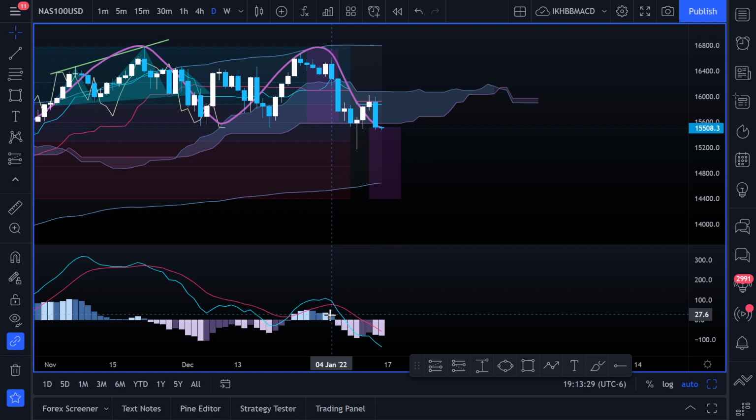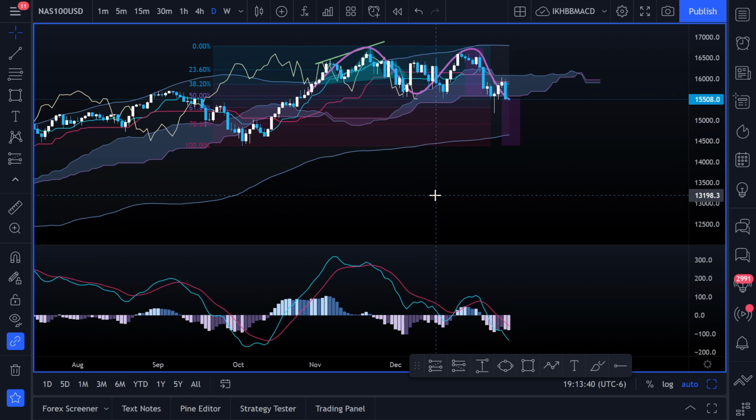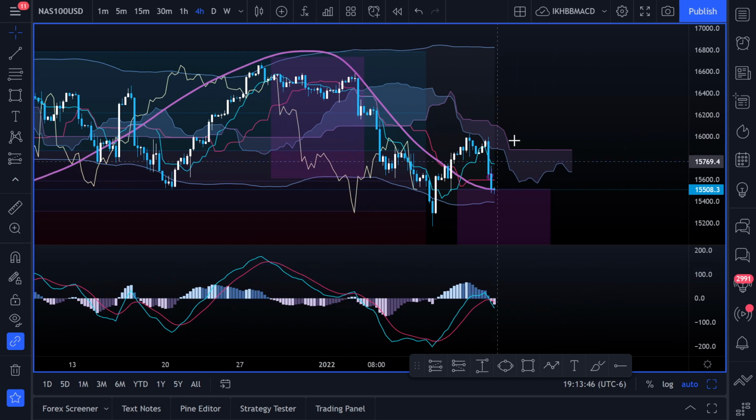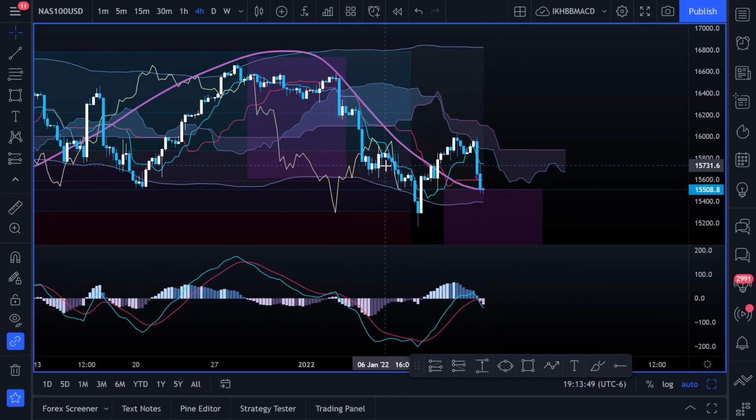We also have this bearish MACD crossover. We have the bearish MACD histogram increasing. Now let's take a look at the 4-hour time frame. In the 4-hour time frame, you can see signs of a developing bearish market. This is why we have Chikou span below the cloud. We have the price below the cloud. Kijun Sen and Tenkan Sen are also below the cloud. Bearish cloud.